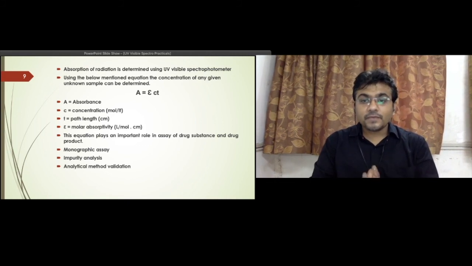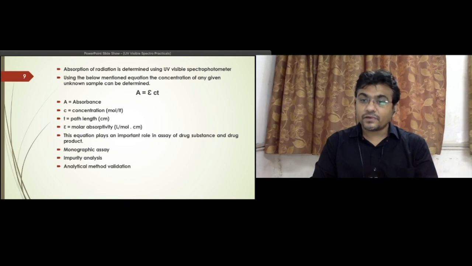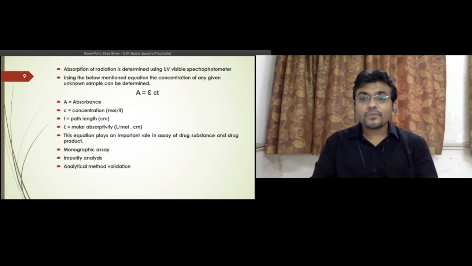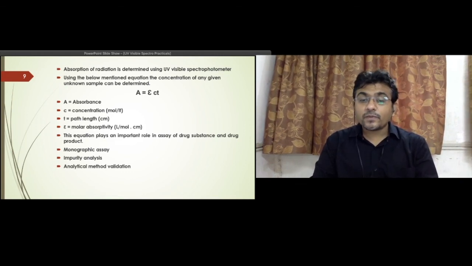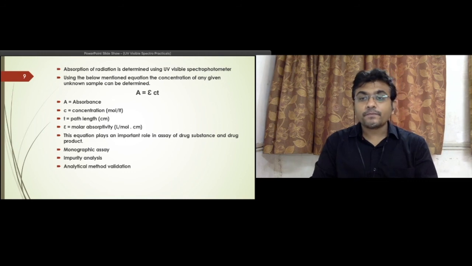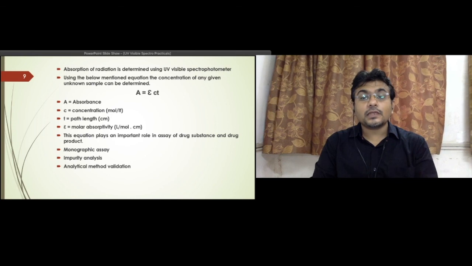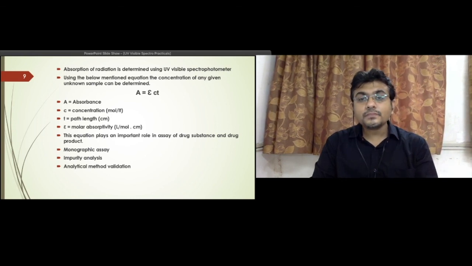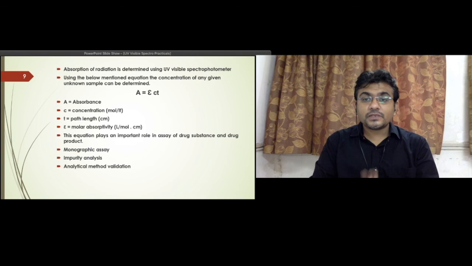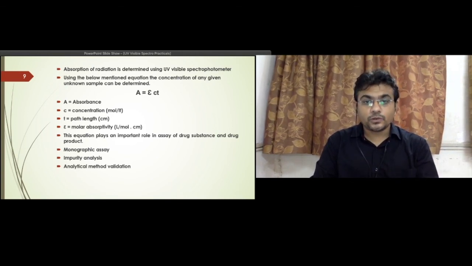It plays a very important role in the assay of drug substances, that is, determining the percentage purity of drug substances and drug products. Also, this equation finds application in monograph analysis of the compound, performing monographic assay. Impurity identification and impurity analysis can also be done by UV visible spectroscopy, as well as it finds a wide application in analytical method validation. So this particular principle and procedure finds a wide application in the pharmaceutical industry also.